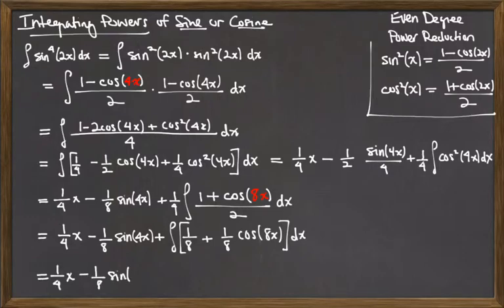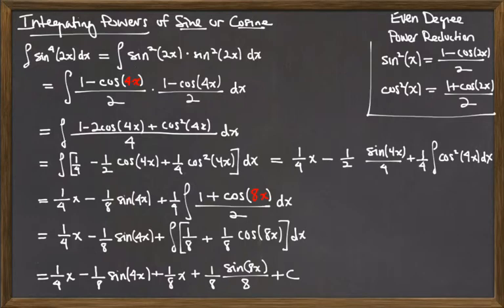Writing out the first couple of terms, they're already taken care of, and then I integrate 1/8 to get 1/8 times x. I integrate the cosine to get sine of 8x, and I have to divide by 8 to account for the 8 that appears here. And we're done with the integration.